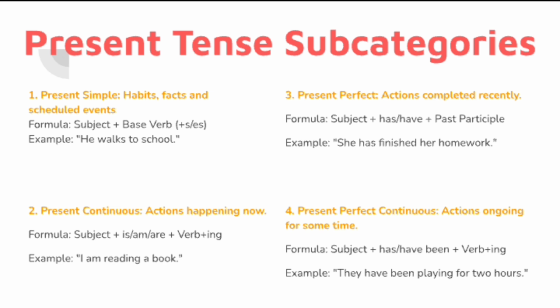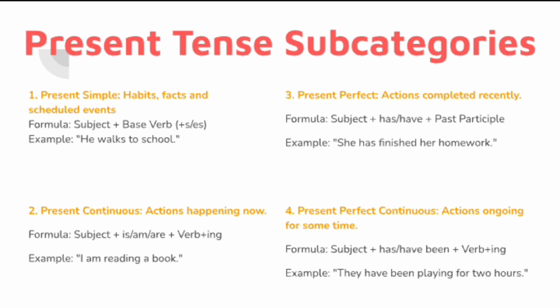Number 2, present continuous. We use this to describe actions that are happening right now or around the current time. The formula is subject plus is or am or are plus verb plus ing. For example, I am reading a book. Here, am reading tells us the action is ongoing at the moment. So, whenever you want to describe something happening now, use this form.